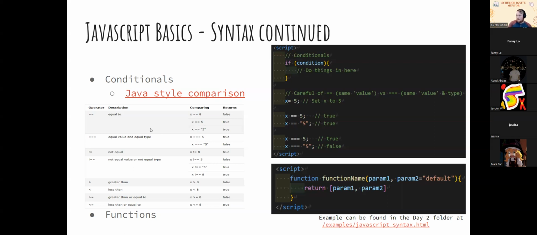So if you say, for example, that x is equal to 5, and then you say x is double equal to 5, in this case with an integer, it works. And then if it's double equal to 5 as a string, it'll also work because it will convert it to an integer and then compare it.